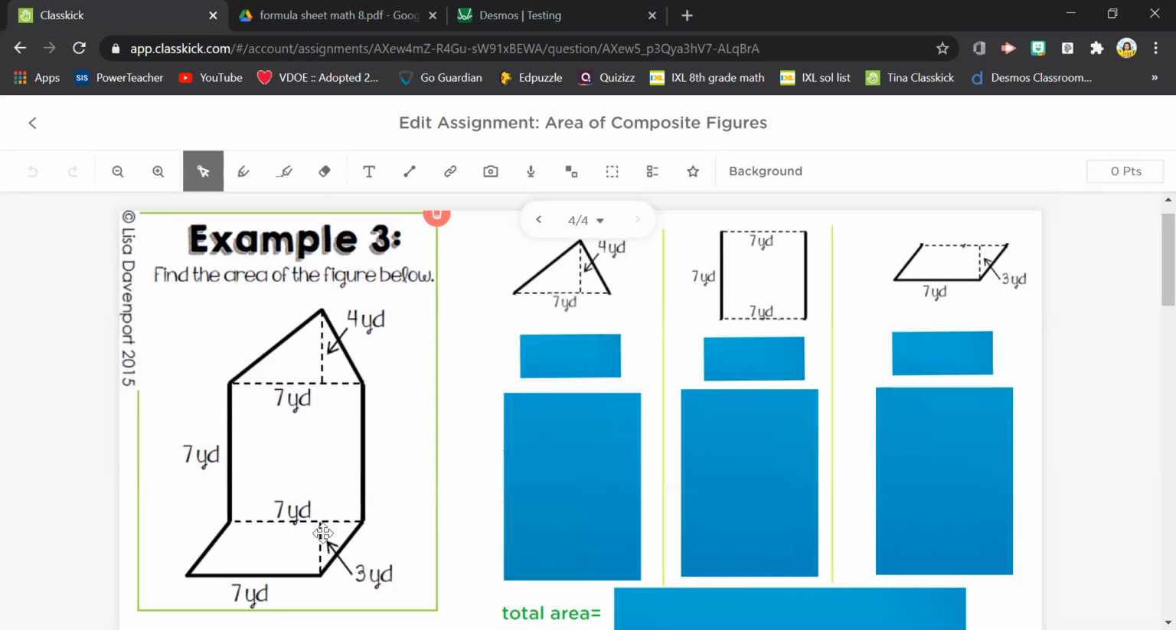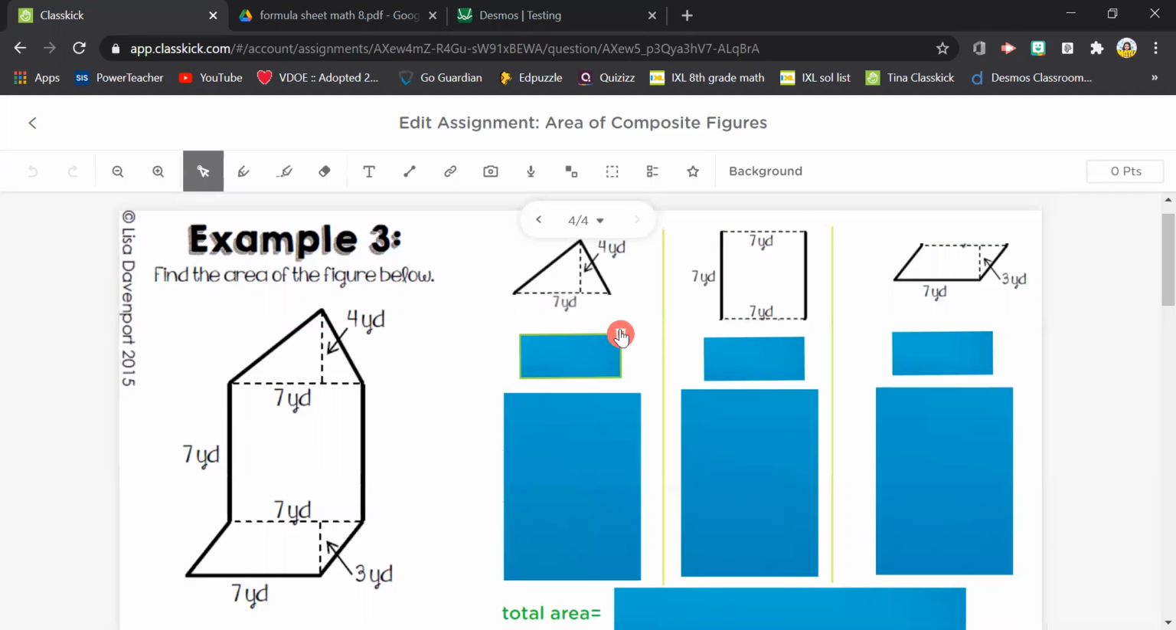Okay. Now I know some people might look at this and say, "Oh, but Miss Mullins, these are two triangles," right? I mean, yeah, you're not wrong, but why make things more complicated than they need to be? This is just one triangle sitting on top of one square or rectangle, and then you have your parallelogram at the bottom. Okay. So I'm going to look at my formula sheet and get my formulas.